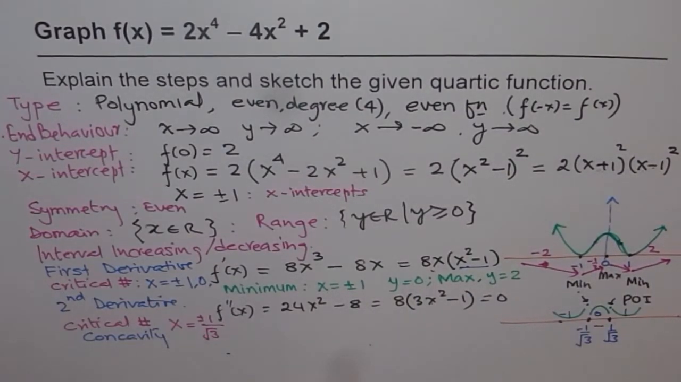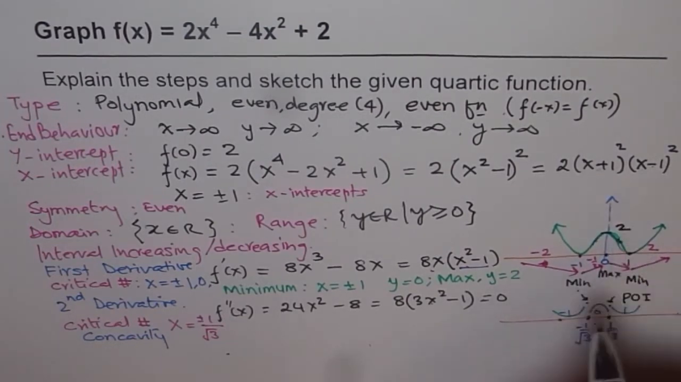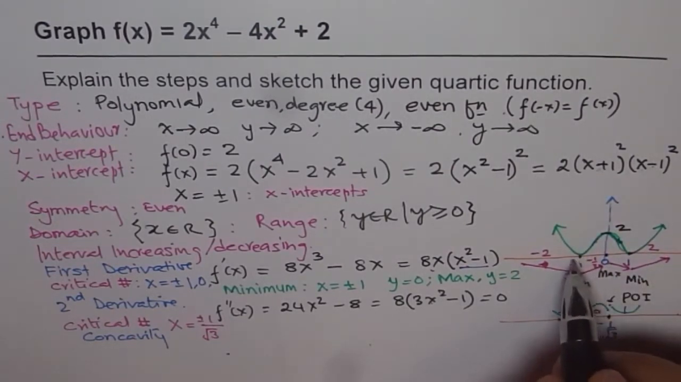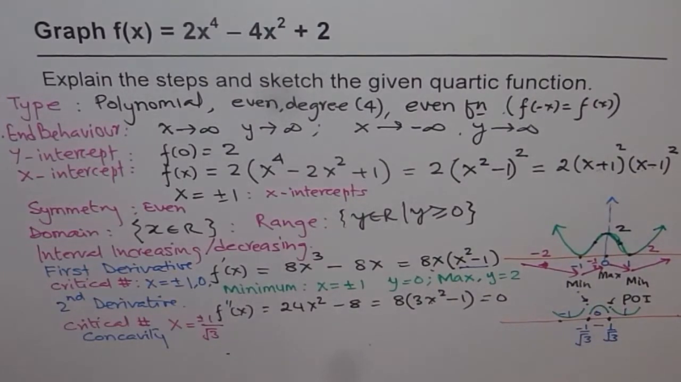So that is how calculus helps to make our graphs more accurate. We were not finding points of inflection when we sketched the graphs of polynomial functions earlier, but now we are in a position to pinpoint them. So we have a maximum at 0 and the maximum value is 2, and we have 2 local minimums which are also absolute minimums at plus and minus 1, and the points of inflection are at plus and minus 1 over square root 3. That completes my work, and I hope you have understood the aspect of curve sketching with this.